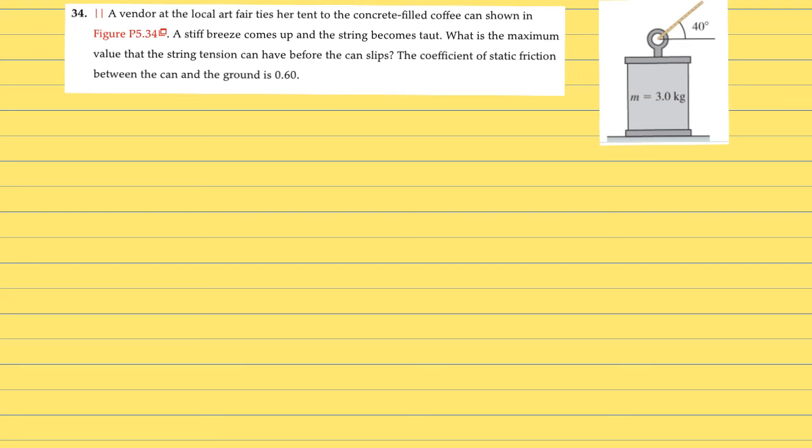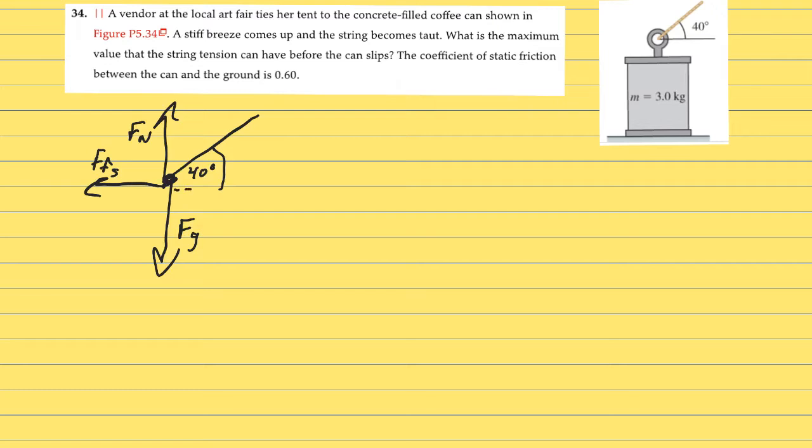Alright, let's do the force diagram for this bad boy. We have the weight of the can. I have some tension going up at a 40-degree angle. I also have a normal force, normal. And I have some friction, force of friction, static, off to the side there. So there's a lot going on.